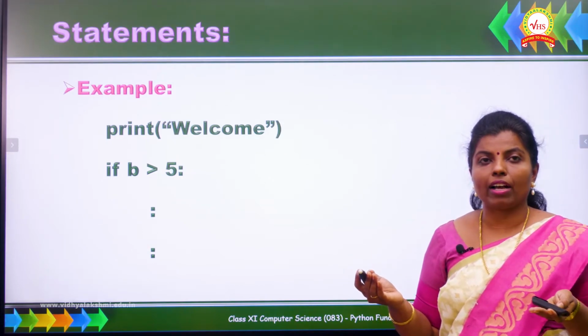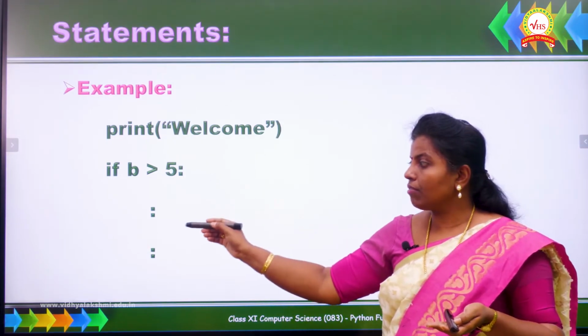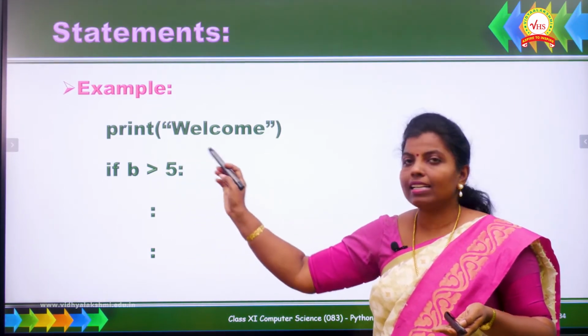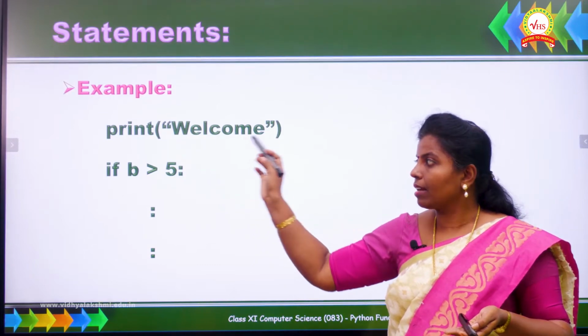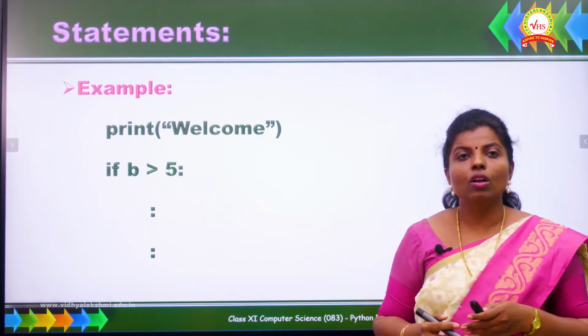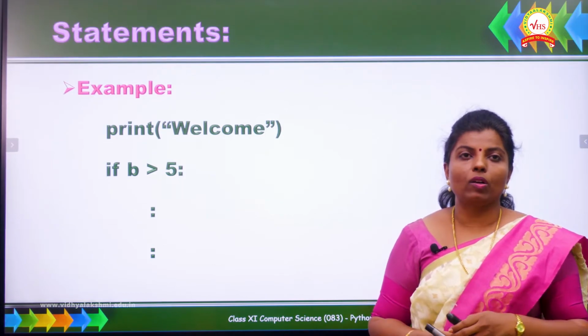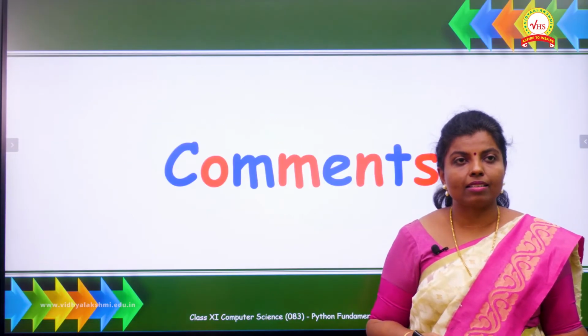If it is greater than 5, if it becomes true, the set of statements under the if condition will be executed, but it doesn't yield any value at present. Only this statement has yielded a value. So the statement executed may or may not yield a value. So you must understand that.